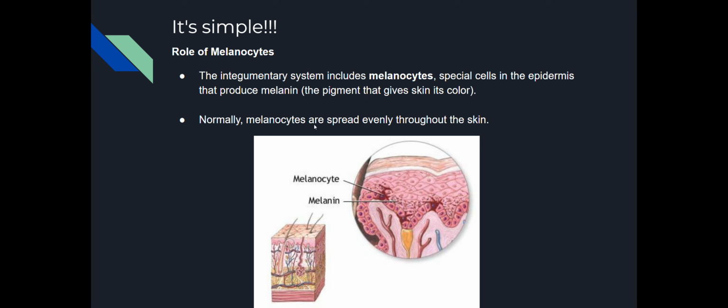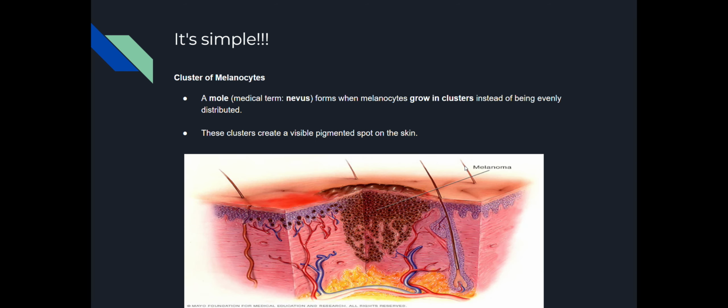Normally melanocytes are spread evenly throughout the skin, as you can see here. That's what makes your skin very even. And then a mole is formed when melanocytes cluster together, as seen in here, and they generate a bunch of melanin until eventually they create a mole on the surface. These clusters create a visible pigmented spot on the skin.